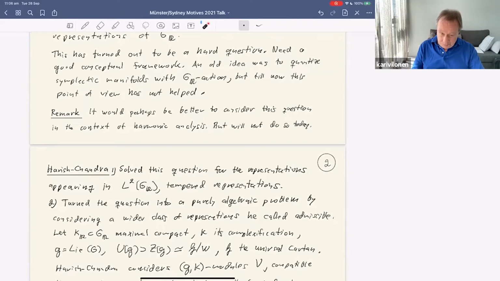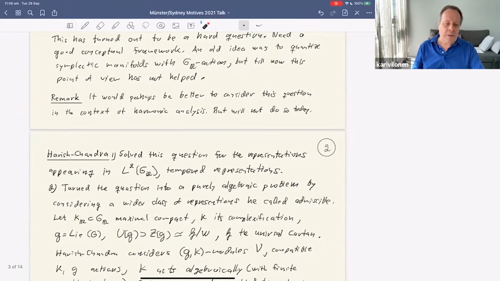What he does is consider a wider class of representations, which we call admissible. For that, let's choose a maximal compact subgroup. Let's call it K_R, and let's denote its complexification by K. Admissible basically means that if I decompose the representation under the action of K_R, then each irreducible representation of K_R appears with finite multiplicity. That's the finiteness condition we impose on these representations.